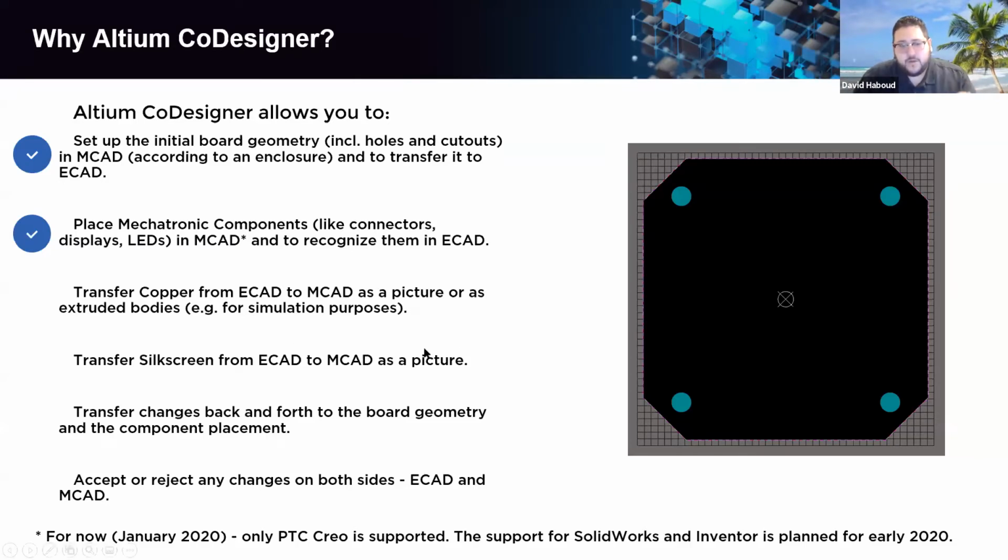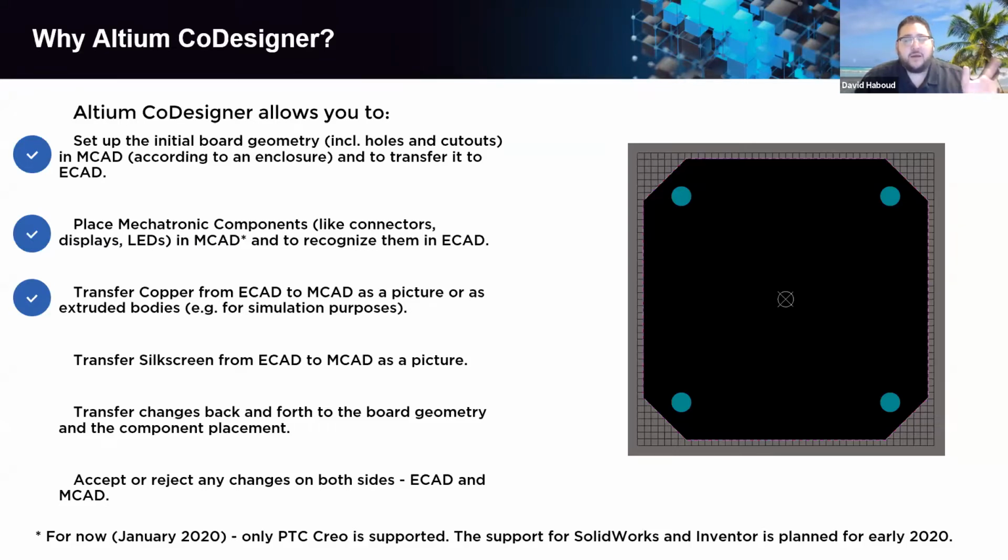So from there, once you're in the ECAD space, you're actually able to transfer all of the copper geometries over, either as a picture or as extruded bodies if you want to run some simulation, if you actually want to be able to click and grab onto any of the copper features inside the mechanical tool.